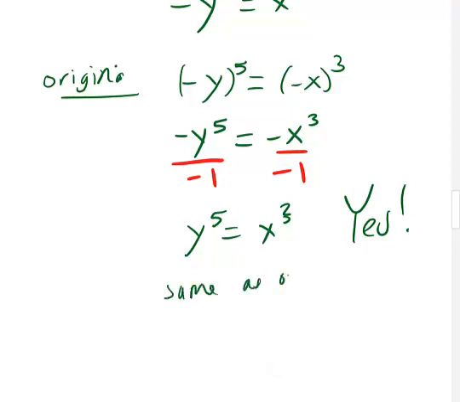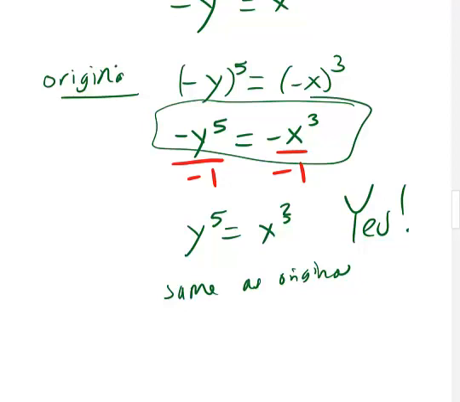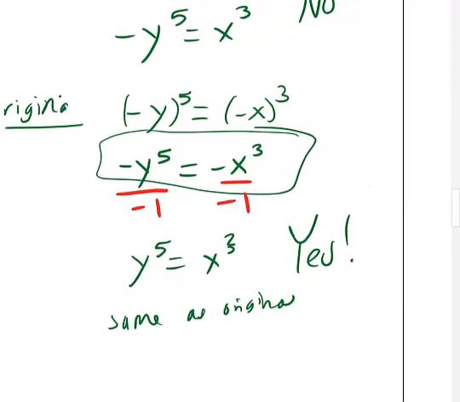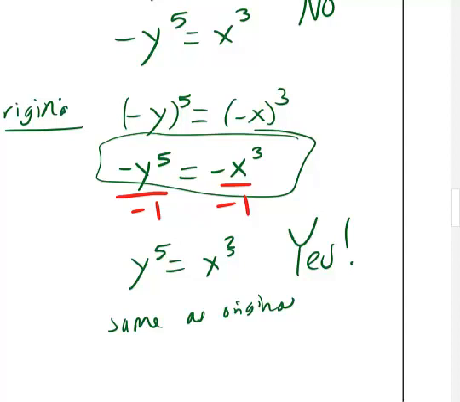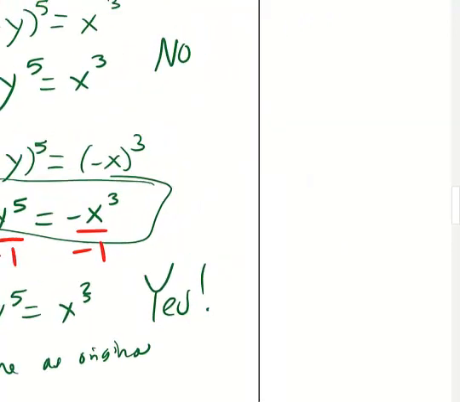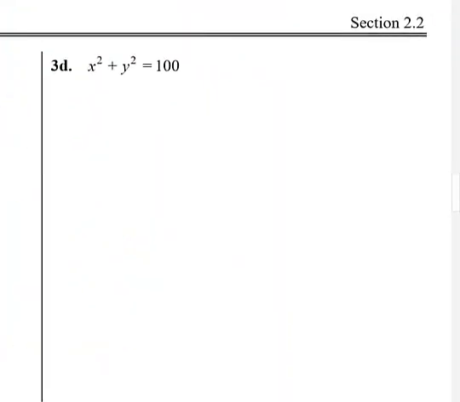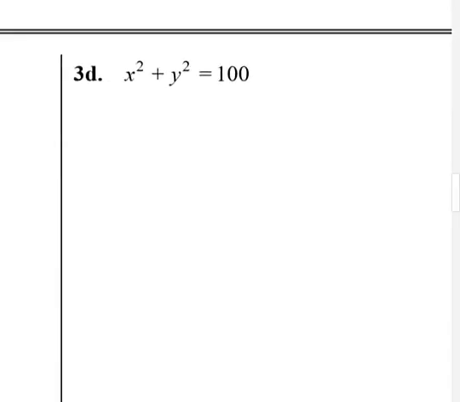There is origin symmetry, same as the original. So keep that in mind: if you plug a negative in and it looks different than the original, try to see what you can do to it to make it look more like the original. Multiply both sides by something, divide both sides by something, add something. If it's possible, then it could have that symmetry and it might not look like it does.